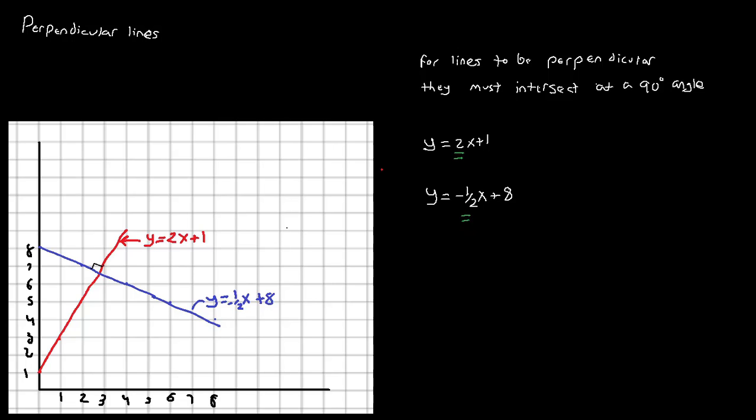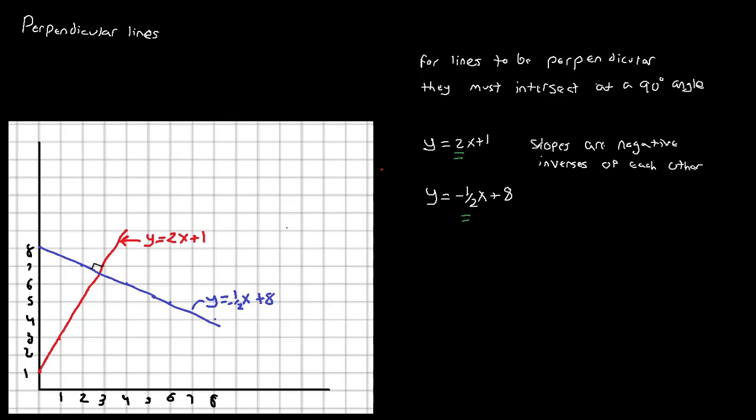So hopefully this makes sense that the slopes are negative inverses. Negative inverses of each other.